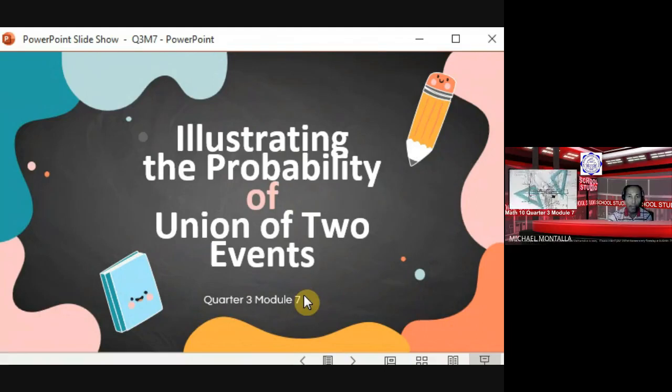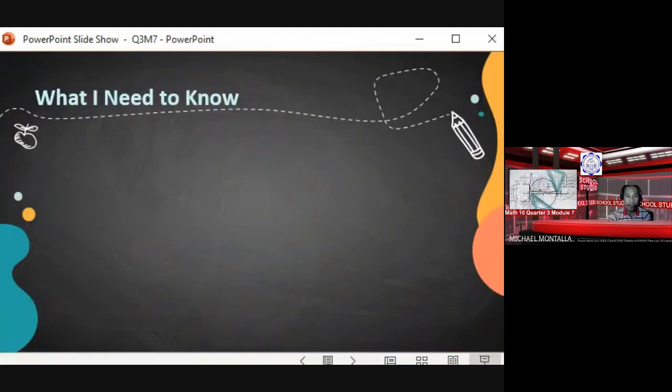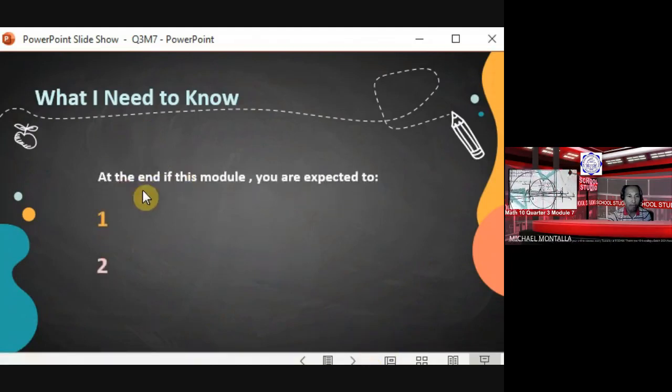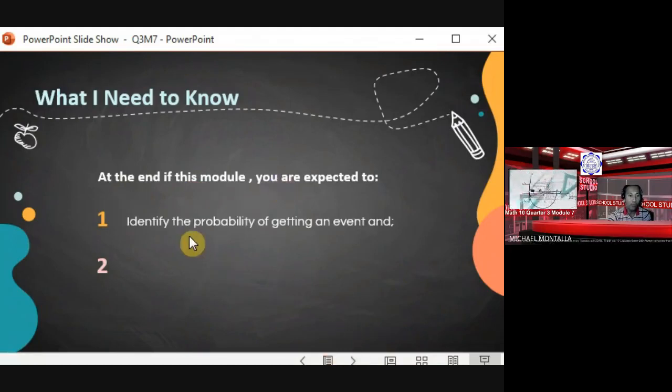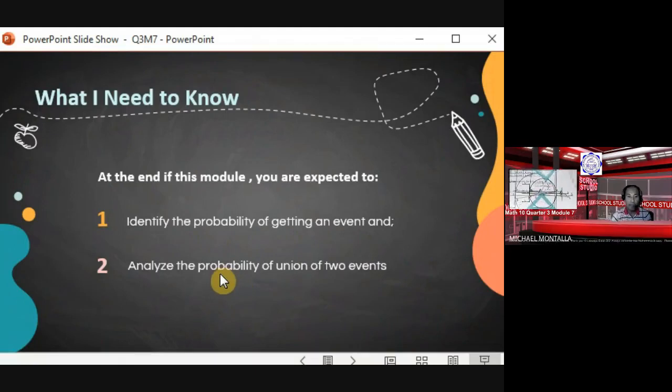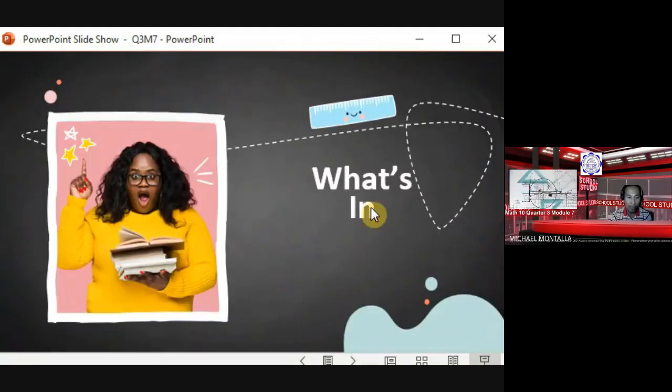Okay, so what are we going to take up for this module number 7? We have this. So the objectives that we are going to take up. At the end of this module, you are expected to identify the probability of getting an event, and the second one is analyze the probability of union of two events. So we only have two objectives for module number 7. Let's take the first one. But before that, let's have first a short review or recall of our topic last time.